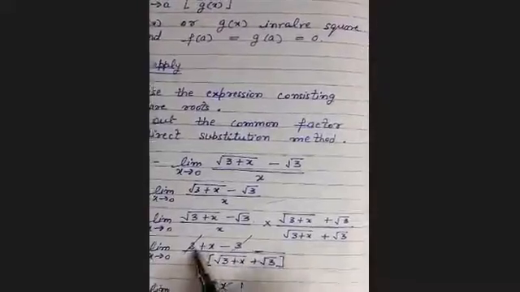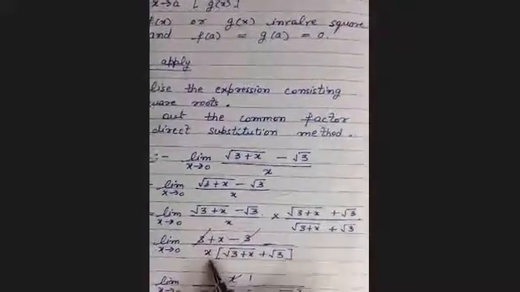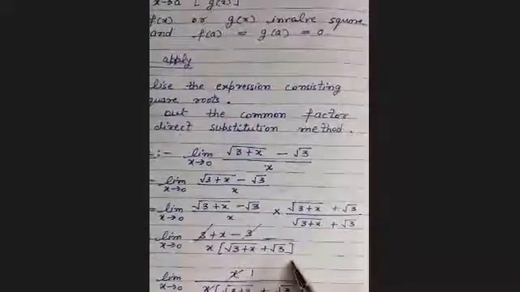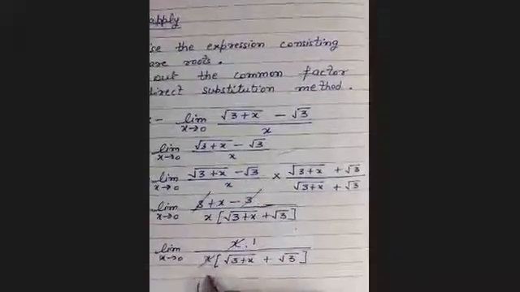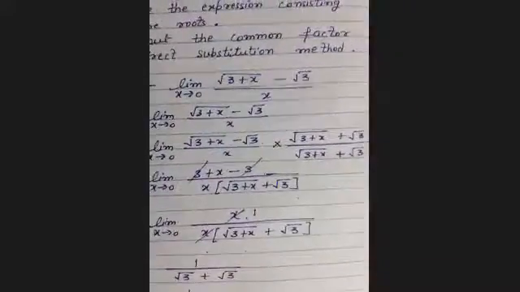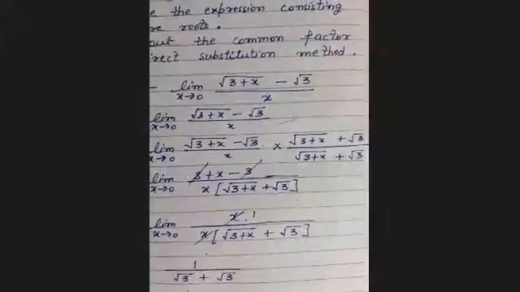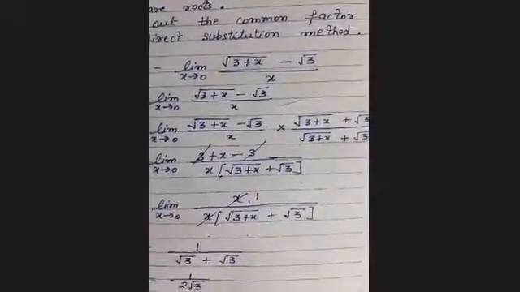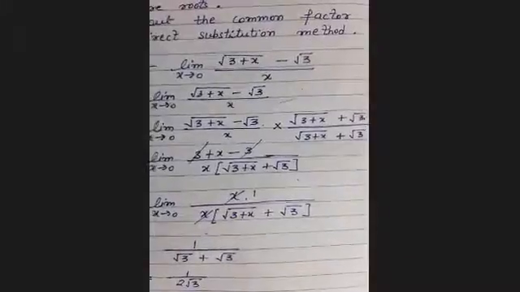After rationalization, in the numerator it will become (a plus b) into (a minus b), which is a square minus b square. After applying this formula, minus 3 and plus 3 are cancelled, and what is left? x upon x into, as it is, the denominator, that is root of (3 plus x) plus root 3. And x is again cancelled. What is left now? Can we apply the limit here? Let's see. After applying the limit, we are not getting the 0 by 0 form, it's a proper form, that is 1 by 2 root 3. Hence, the limit of this function is 1 by 2 root 3.